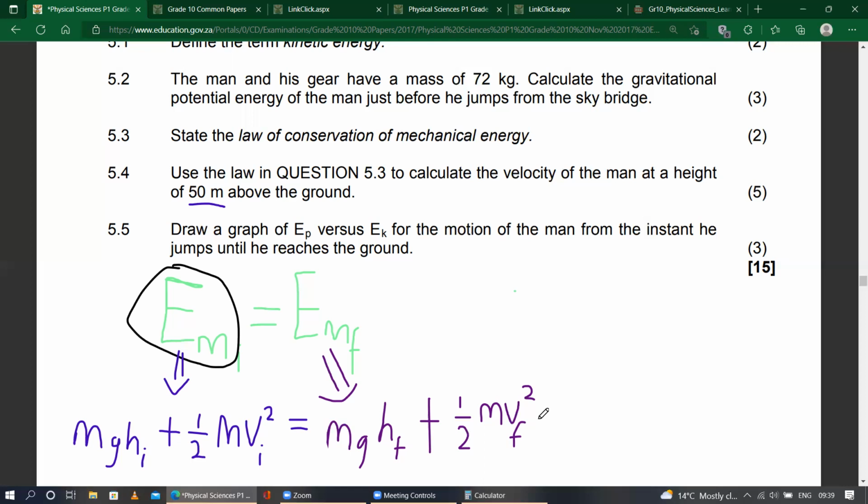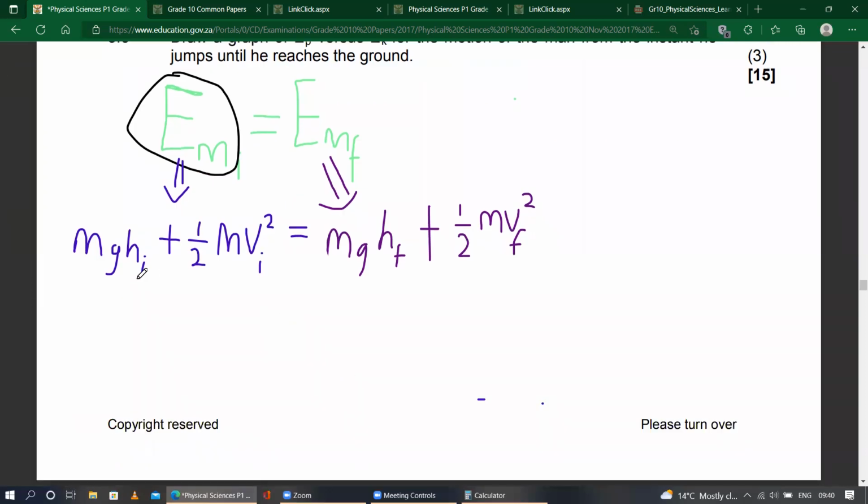Then for my final, I said 72 again in the first one, 9.8 in the second bracket, and then 50 for the height. Then I said plus half, and then 72 again, and then v squared outside my bracket, because we want to try and find that, isn't it? That's nice.